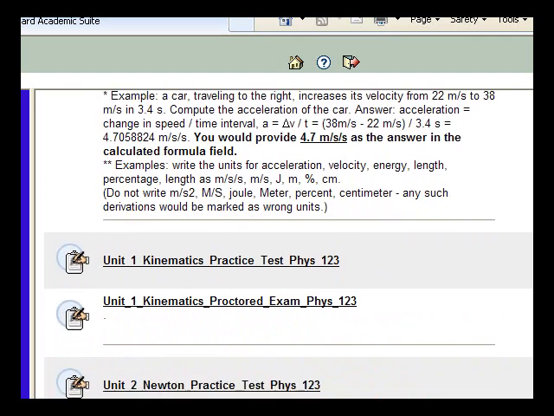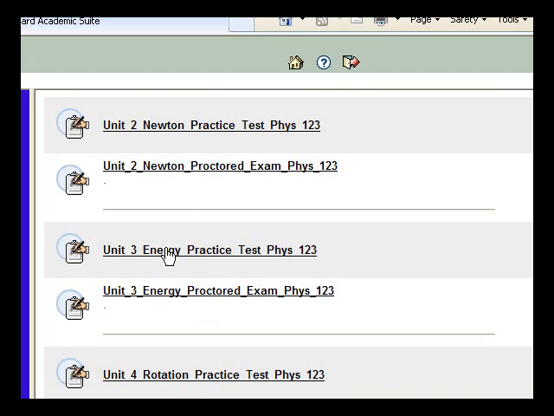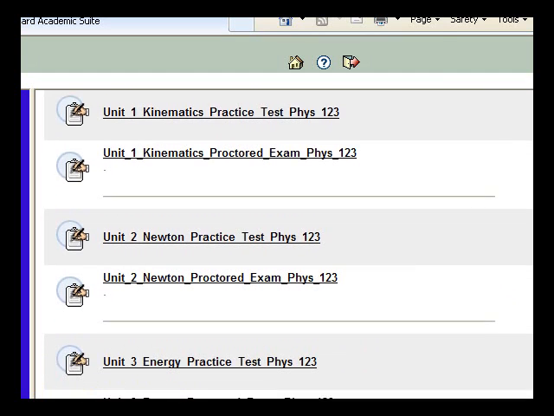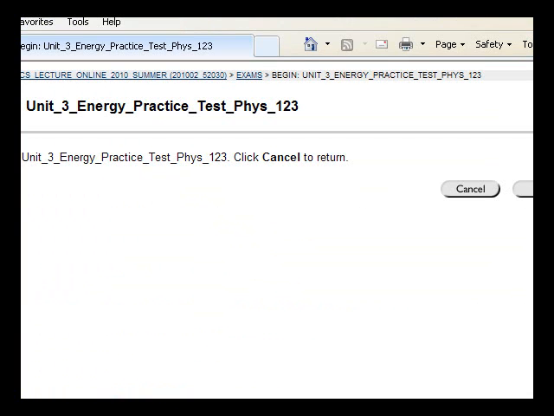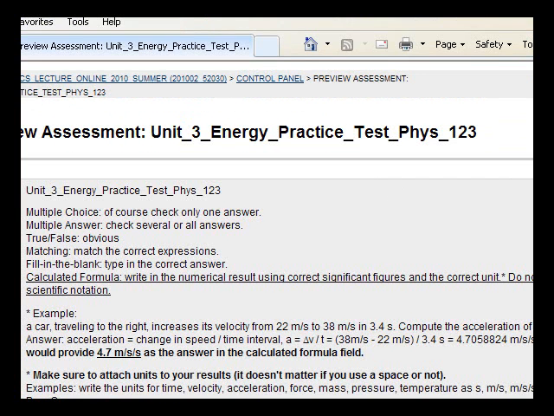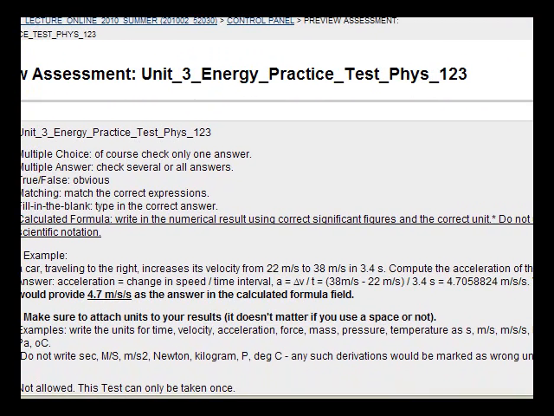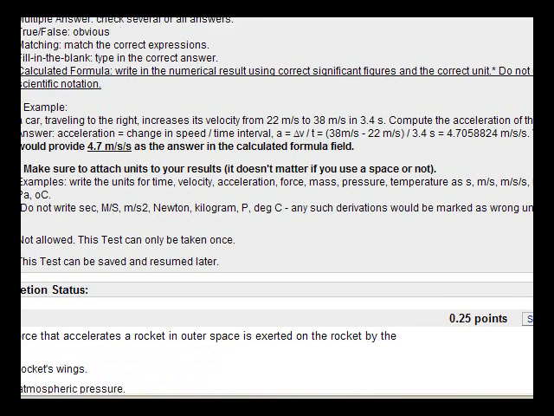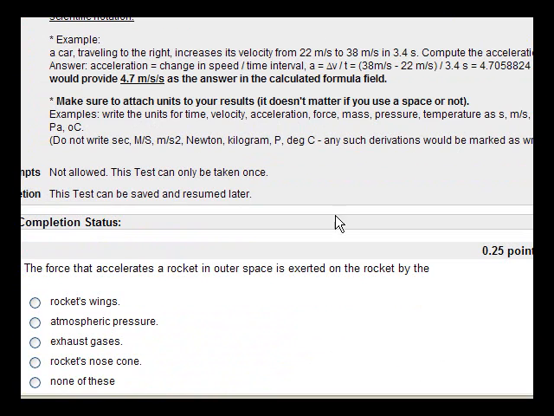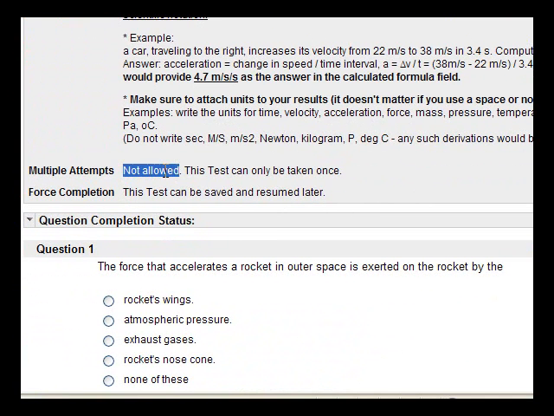Okay, let me go to a typical practice test. I believe the first one is kind of similar to that, but let me go to Unit 3, Energy and Momentum practice test, and I access that, and you get the same kind of information here. Notice that it says here this test can be saved and resumed later. This one here simply means multiple attempts not allowed. That simply means you can only attempt it once, but you can resume it later. You don't have to finish it at this point.